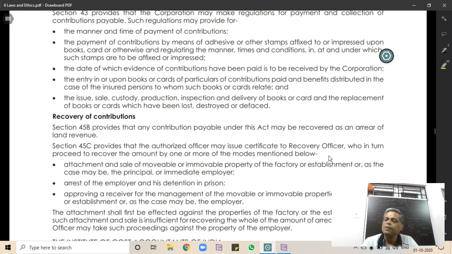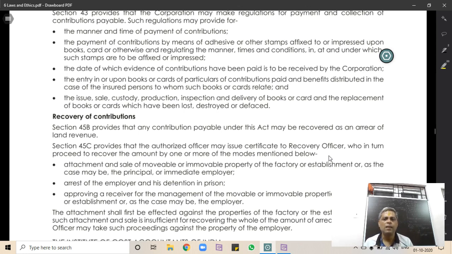So the attachment must be made. What will happen if the attachment is insufficient? Suppose the total amount due is, say, 1 lakh, and the total value of movable and immovable property is only 90,000. So what will happen?